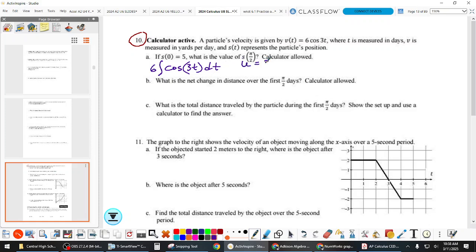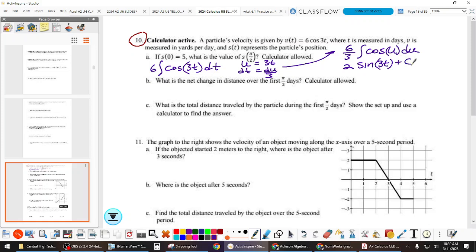Yep. Okay. Call u 3t and then dt equals du over 3. And go up there. So we get 6/3 integral of cosine of u du. Which is what? What is the integral of cosine? Sine. Yep. Alright, so 2 sine t. And I guess we're not doing the definite yet, so plus c.